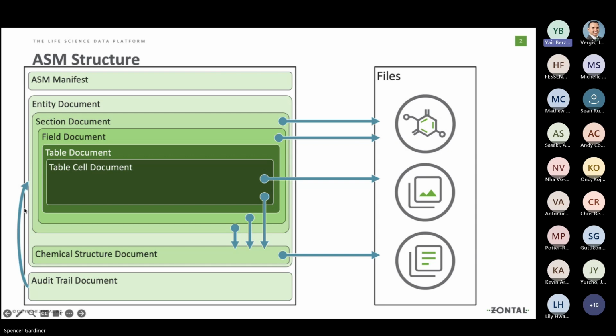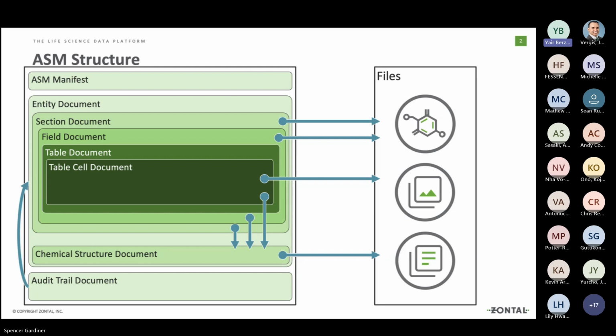These internal arrows that we see here are internal references. Each object within your ASM file has a key that can then be used to allow one object to reference another. So table cells, fields, and sections can all reference a chemical structure document. And then that chemical structure document can point to outside files such as ChemDraw files, an SVG, or a reaction file. And then lastly, down at the bottom, we see the audit trail document.